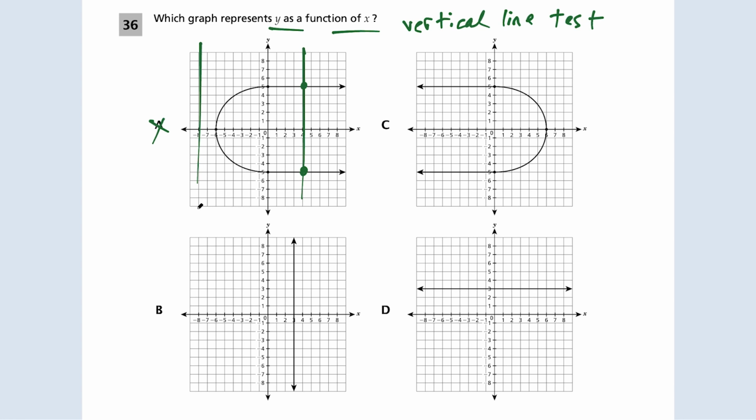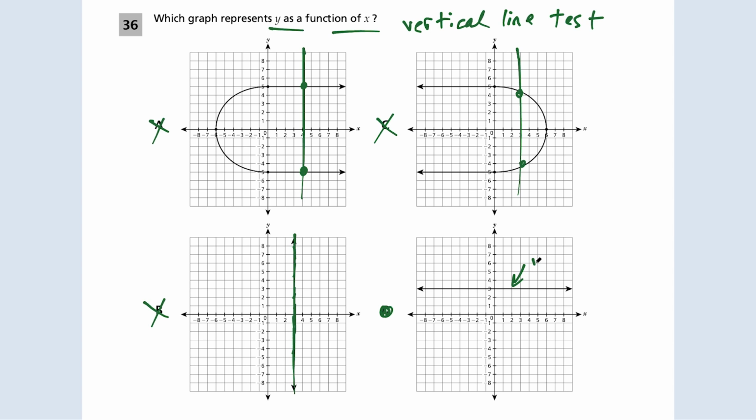Now, don't say, oh, I drew a line over here and it missed. You have to try to draw the line strategically and see if you could hit the graph in two locations. So choice C is also no good because there's our vertical line hitting the graph twice. So this one's out. Choice B is absolutely the worst because if you draw a vertical line through the vertical line, it's going to hit that vertical line infinite times. So this is really not a function of x. So choice D would be our solution.